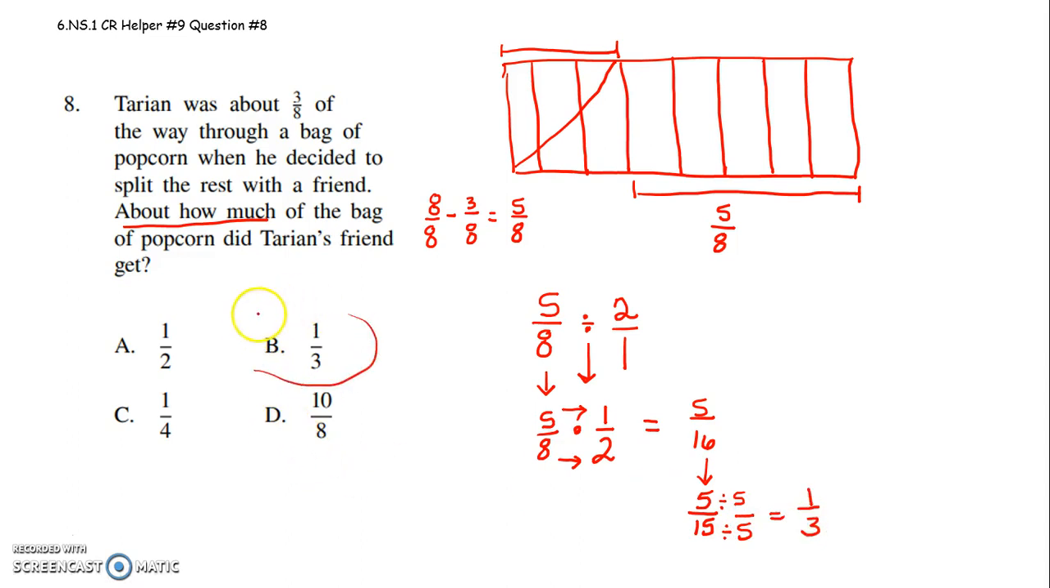So each person gets about 1/3 of the bag. Okay, 5/16 is really close to 5/15. And that lovely word about says we can estimate. So instead of 16, make it a 15, then simplify that fraction. So they're each getting about 1/3 of the bag.